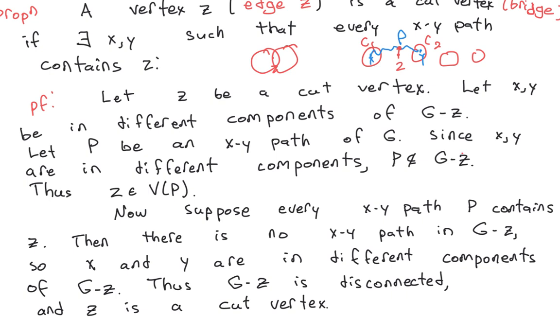Now let's prove the converse. Suppose we found two vertices X and Y such that every XY path contains the vertex Z. Then that means that there is no path between X and Y in G minus Z, which means that X and Y have to be in different components in G minus Z. So that means G minus Z is disconnected, which means that Z is a cut vertex.